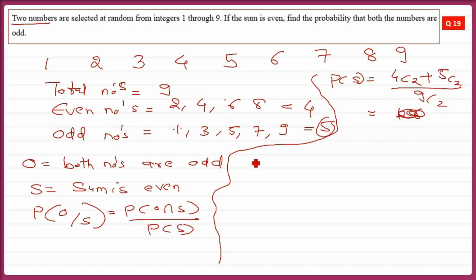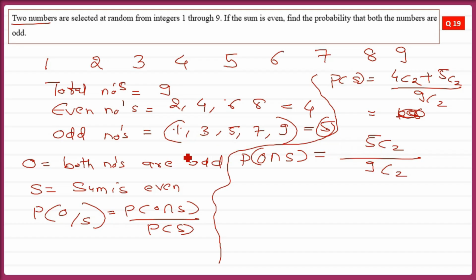Now let's come down to probability of O intersection S. You can also find the probability of O, then find the intersection. But it is better to have O intersection S because we are going to get it from here only. See, total number of cases will remain the same. We are picking 2 from 9. So 9C2 in the denominator. But what about O intersection S? The sum should be even and both numbers are odd. So you have to pick only from the odd. How many numbers are odd? 5. You have to pick only 2 numbers from odd.